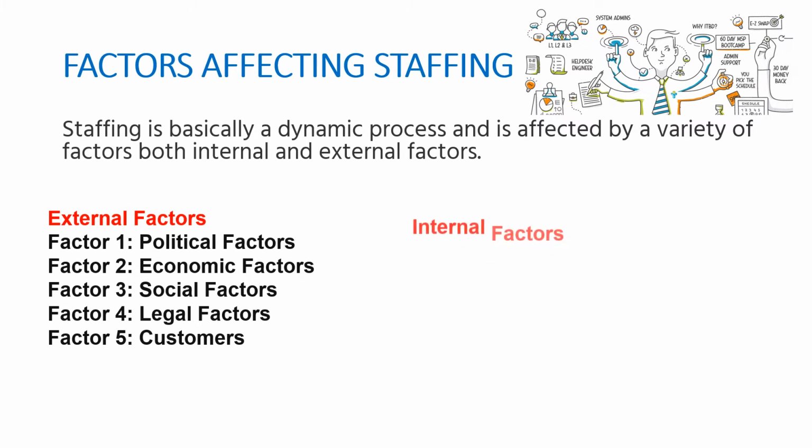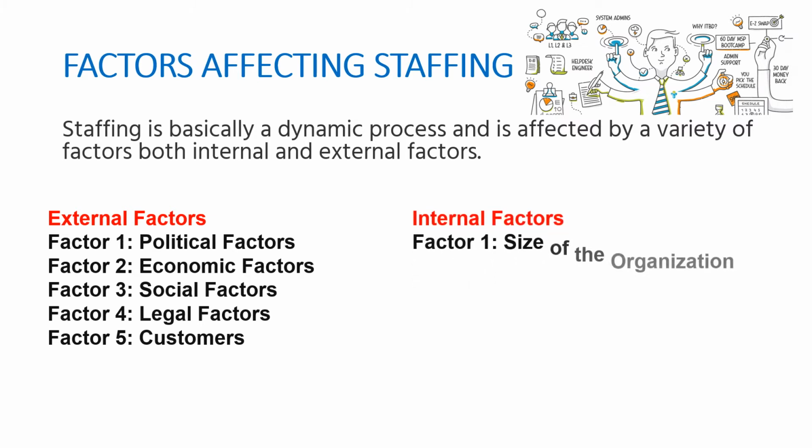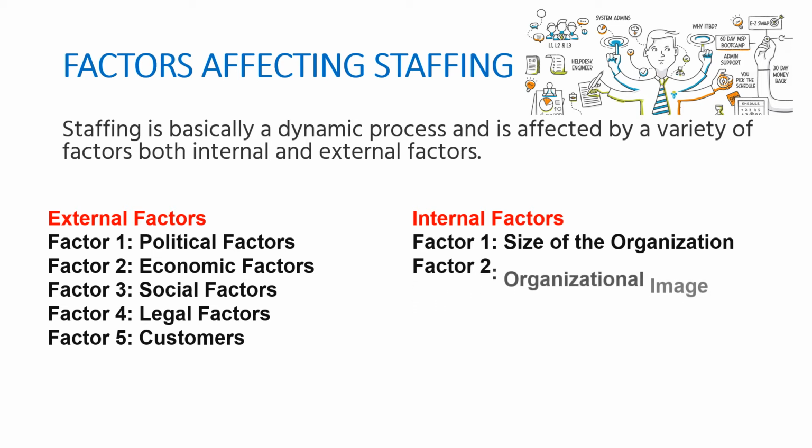Now let's discuss the internal factors, in which the first factor that we are going to discuss is size of an organization. Staffing practices depend upon the size of the organization. The factor two we are going to discuss is organizational image. The image of an organization in the human resource market depends on its staffing practices like facilities for training and development, compensation and incentives, and work culture.